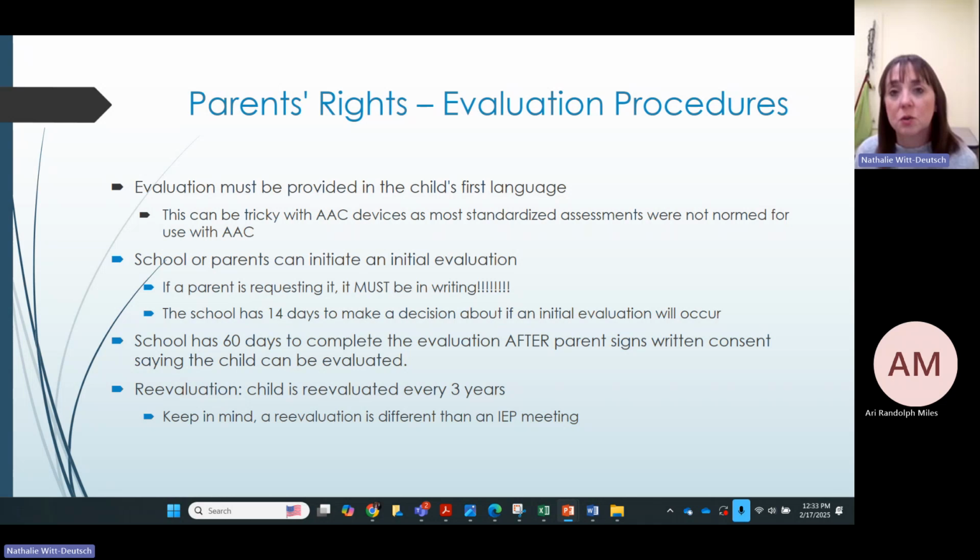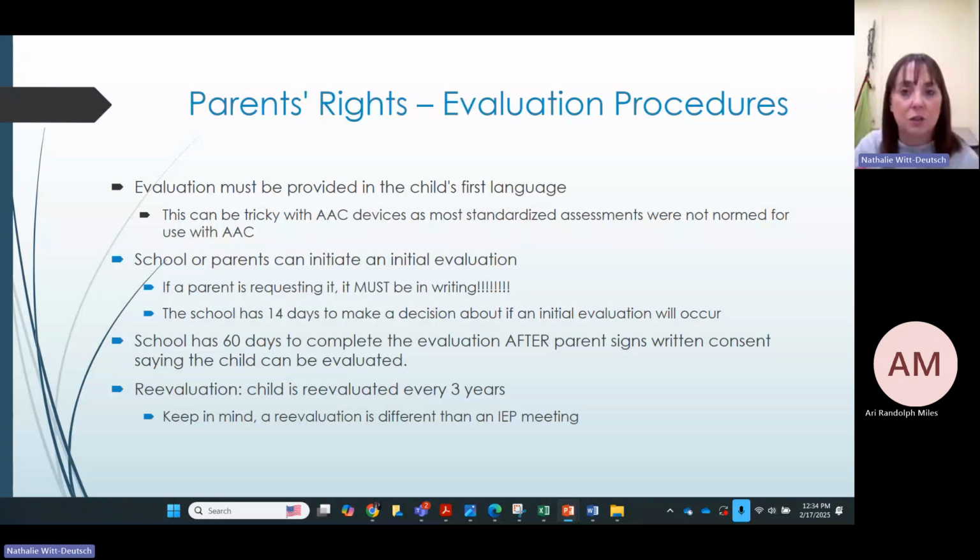Within that 60 days, they also have to have the eligibility meeting to indicate if the child's been found eligible for services, and they also need to hold the IEP to discuss what the IEP services will look like. And then the reevaluation will happen every 3 years. So once a year, you'll get an IEP, but every 3 years, your child will be reevaluated to determine eligibility of services. It's about the same process as what they did for the initial evaluation. They'll do it again for the reevaluation.